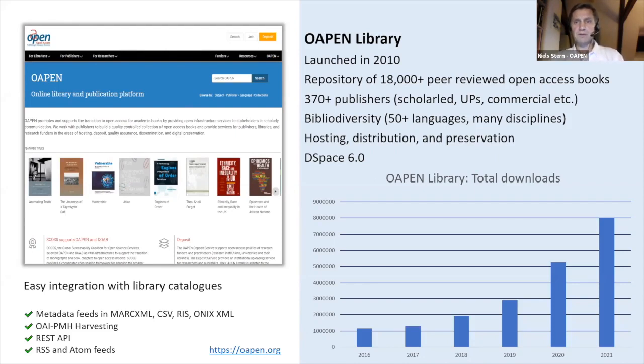We have many languages on the platform, and as a publication platform, we host, we distribute, and we make sure of preservation too. It's all sitting on the DSpace open source platform, which makes it easy to integrate with library catalogs, and using a variety of feeds, and also harvesting and through the API. And we've seen a quite significant increase of downloads from around 5 million last year, and already above 8 million as of September this year.